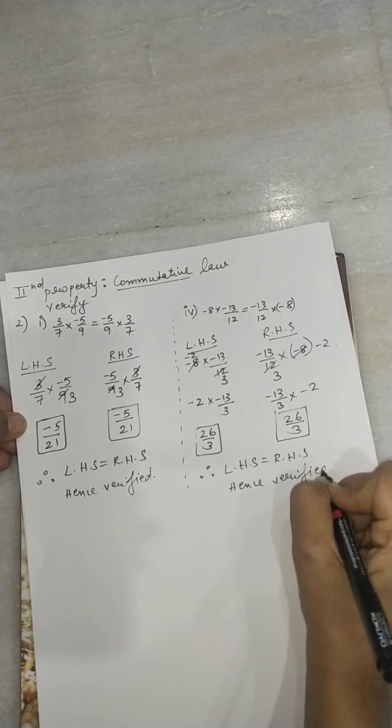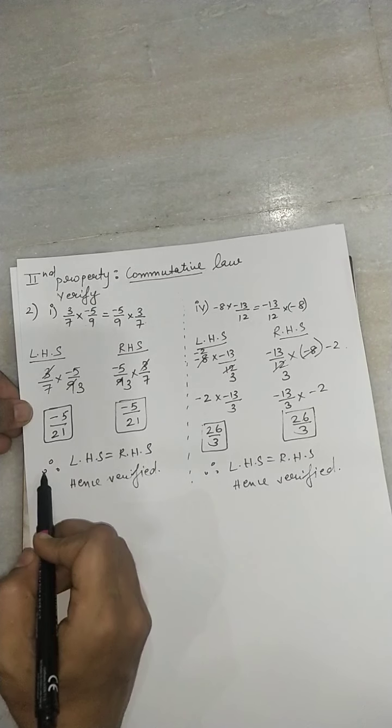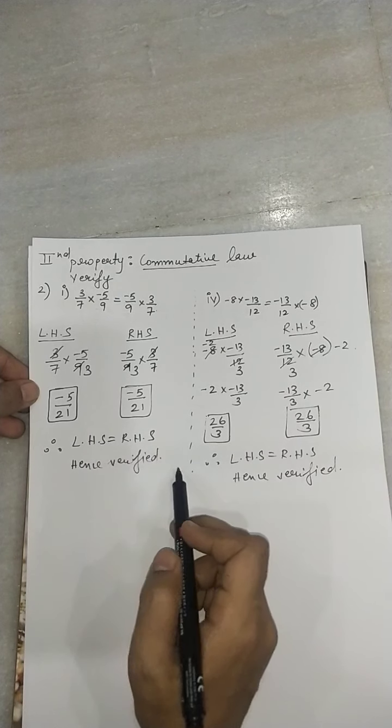I hope it's very much clear to you. This is a therefore sign, in case you don't know. I've put this therefore sign. LHS equals RHS, hence verified.